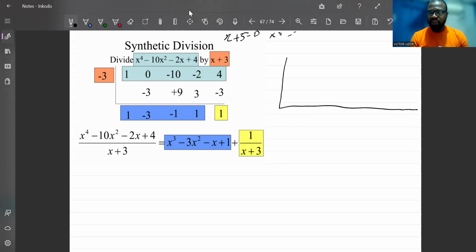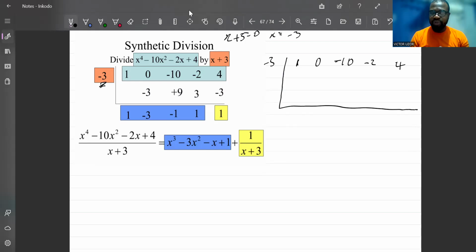x will now be negative 3. So what you put here is negative 3. Then you put the coefficients of all the terms. The first one, raised to power 4, the coefficient is 1. Raised to power 3, it does not have, so the coefficient is 0. Raised to power 2 is negative 10. Raised to power 1 is negative 2. The constant is 4.